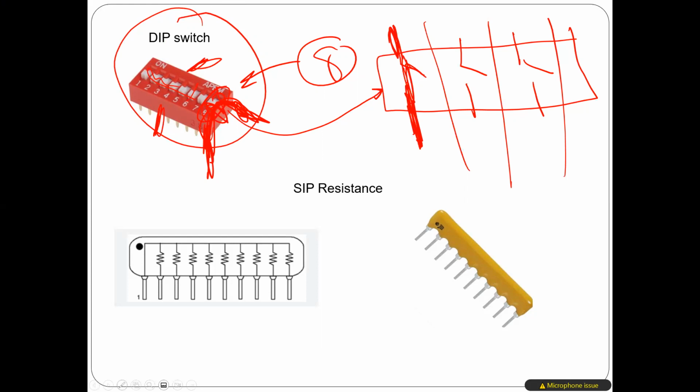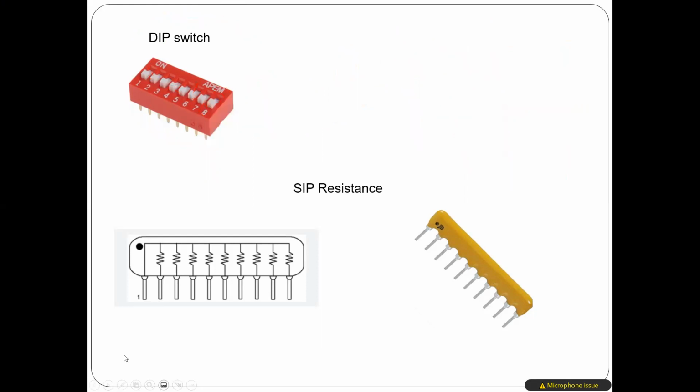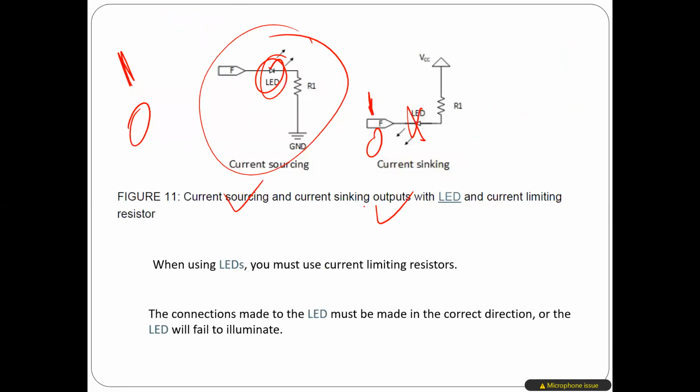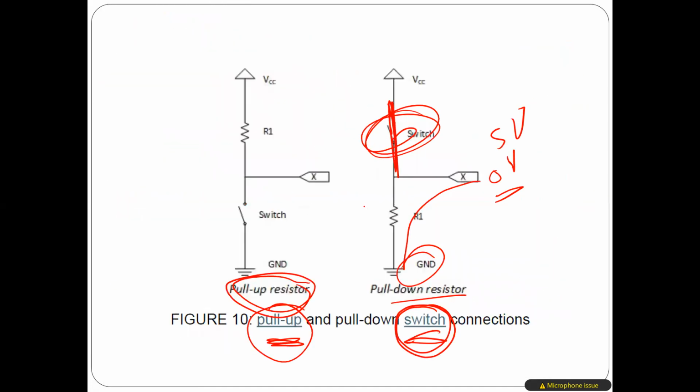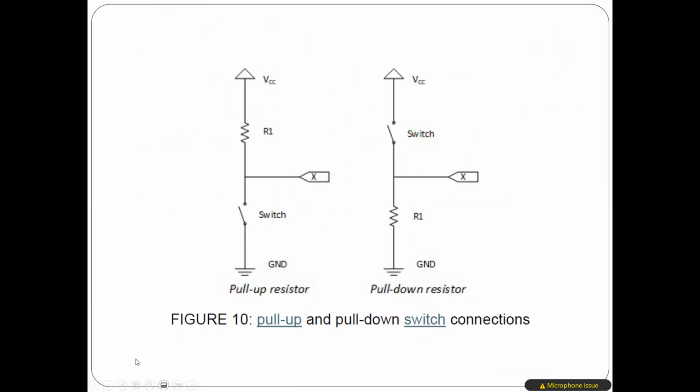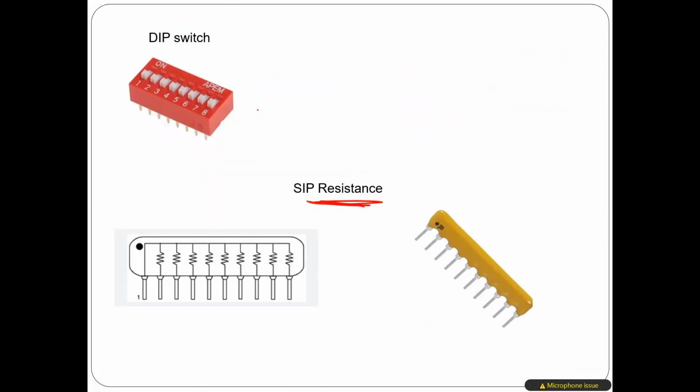Another thing that may be confusing in this lab is what we call the SIP resistor. If I go back here, I told you that in order to connect the switch, you need a resistor this way. Is that okay? So how can you use this switch? You have this one here in your kit. It's called a SIP resistor.